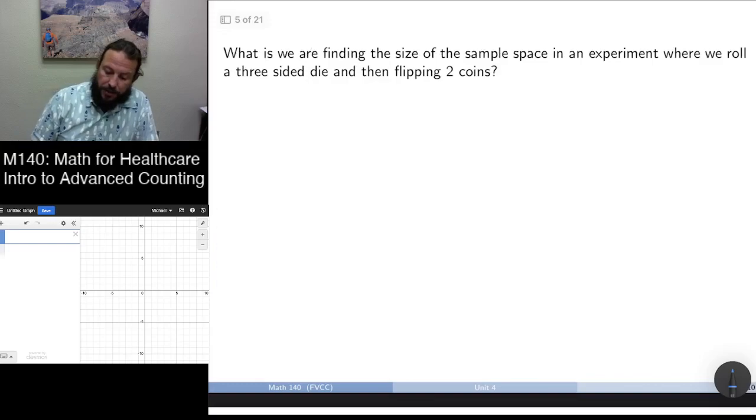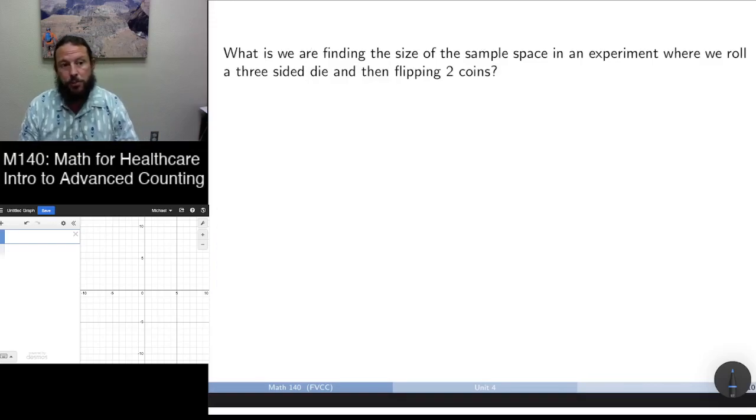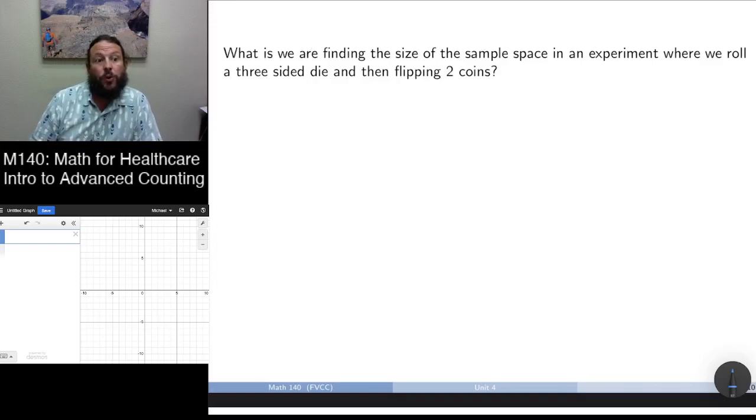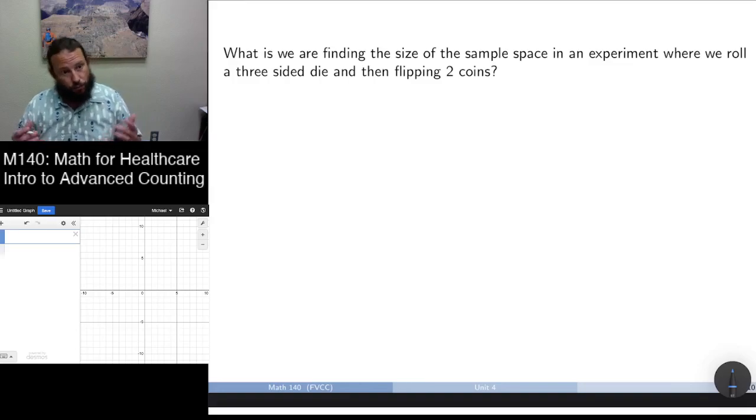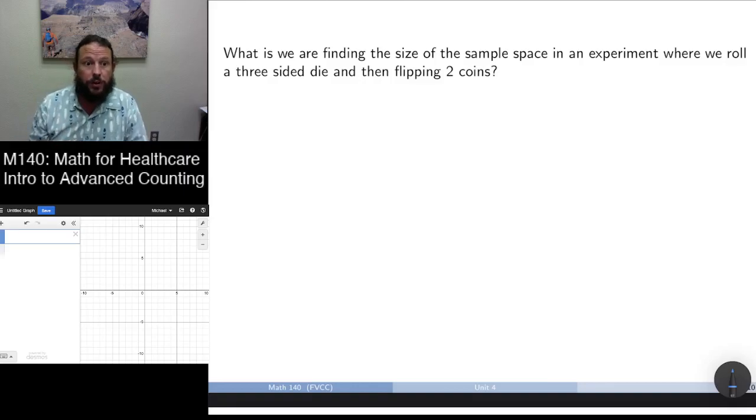All right, now let's consider what if we were finding the size of the sample space in an experiment where we roll a 3-sided die and then flip 2 coins. Okay, so now I could draw another tree diagram, but it's going to get messy. Let's use the multiplication principle that we learned. So let's see here. What do we get?